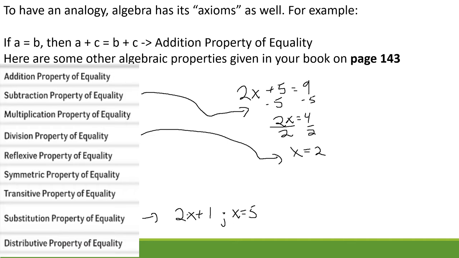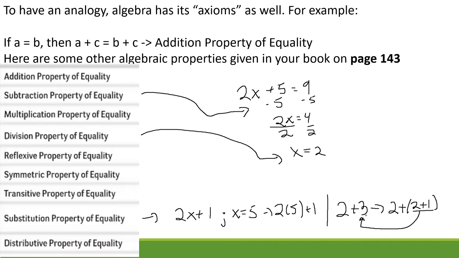Well, this means that I can take out the x and replace it with the 5. So I can do 2 times 5 plus 1. That's what substitution means. You can take out something from a problem and put in something of equal value. Or put another way, if I say 2 plus 3, I can replace that with 2 plus 2 plus 1, because 2 plus 1 is the same as 3. So I can substitute these in for each other and still keep everything equal. So that's what substitution refers to there.